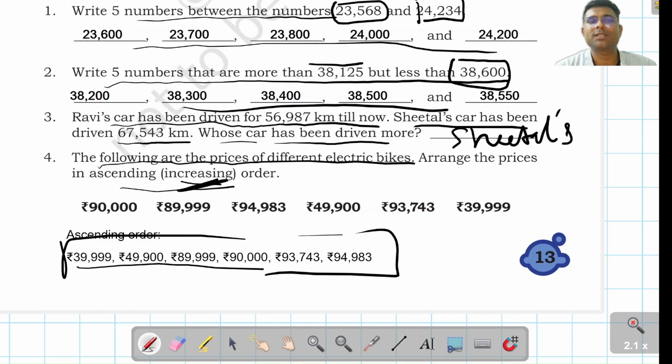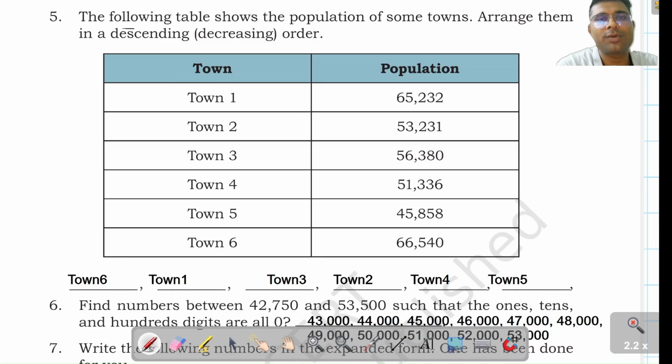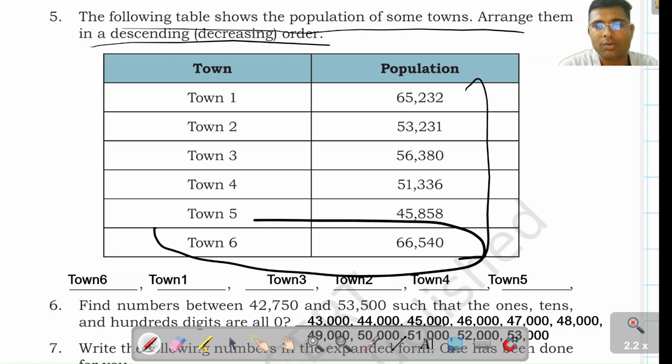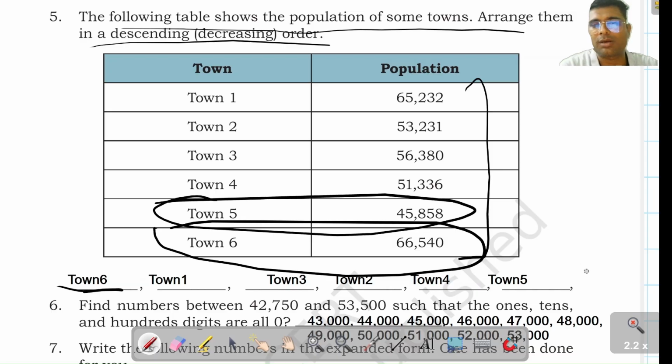Come to the next page. Question number 5. The following table shows the population of some towns. Arrange them in descending order. Descending means decreasing order. These are the populations given of towns 1, 2, 3, 4, 5, 6. We have to arrange them according to their population in descending order. First we will write the name of the town which is most populated, and the most populated town is town 6. So I have written it first, and the least populated town is town 5, 45,000. So I have written this here.